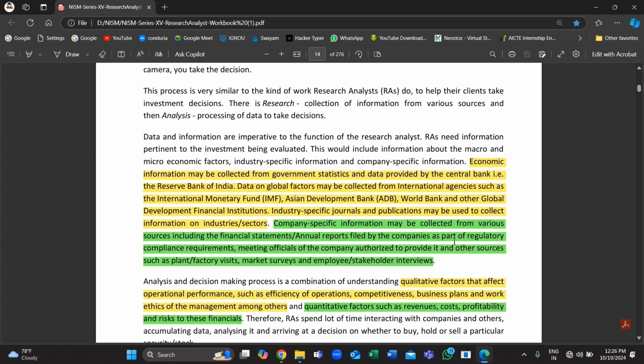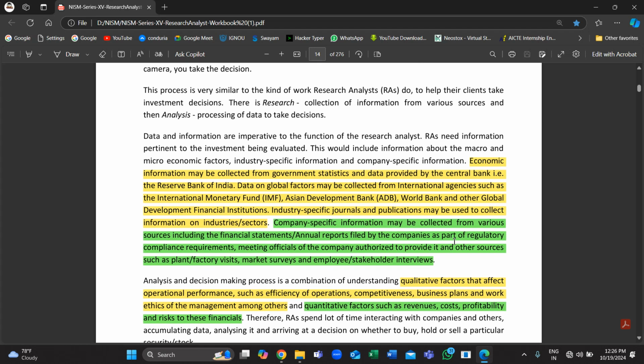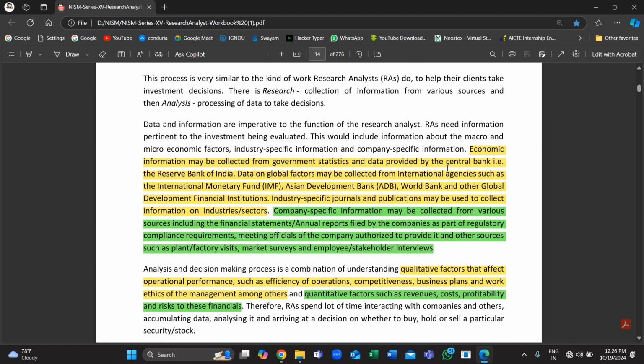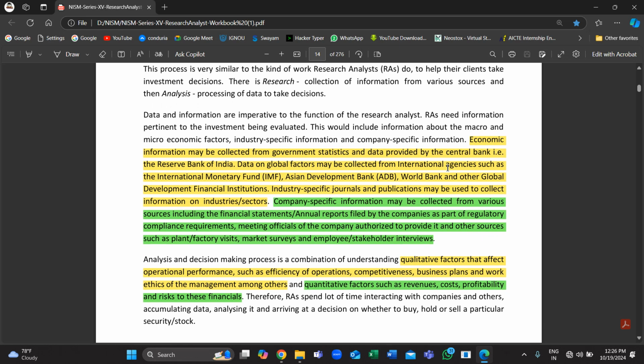So let's start this. You can see data and information are imperative to the function of a research analyst. A research analyst needs information pertaining to the investment being evaluated. This would include information about macro and micro factors, industry-specific information, and company-specific information. Economic information may be collected from government statistics and data provided by the central bank, the RBI. Data on global factors may be collected from international agencies like the IMF, Asian Development Bank, World Bank, etc.